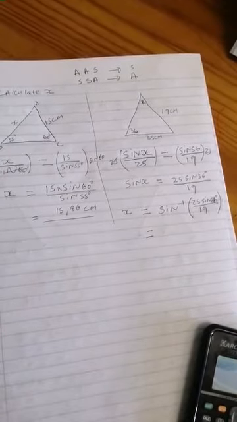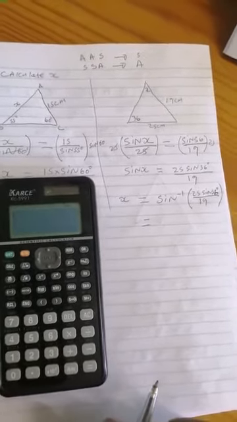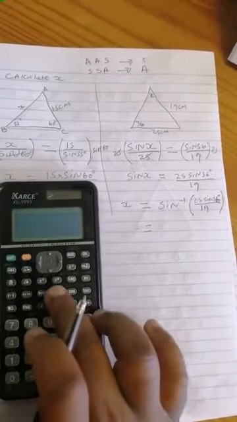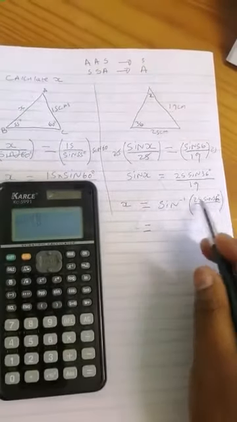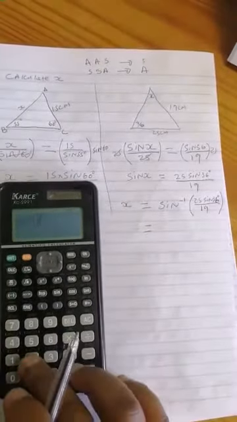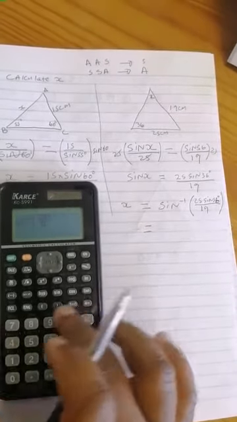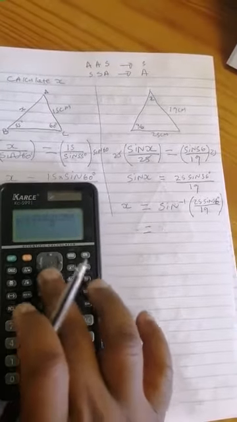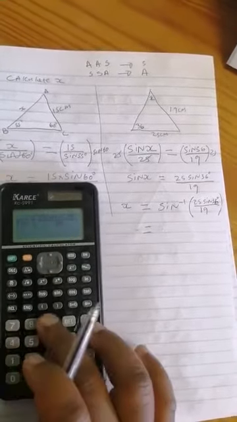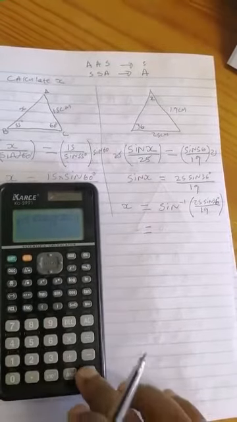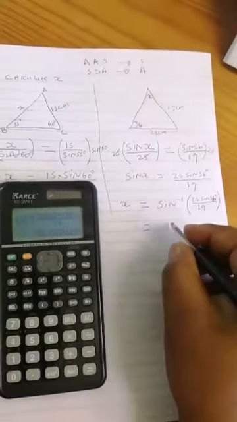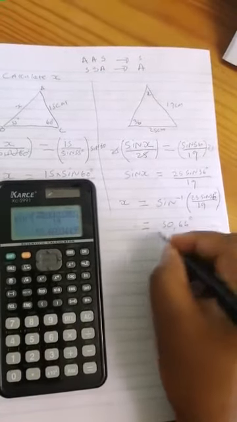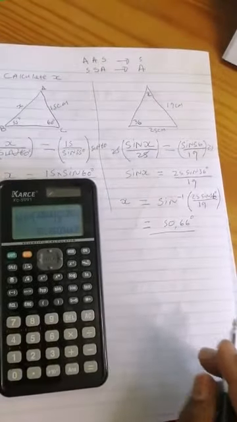So let's see how it's done. I go to my calculator. Here it is. I put second function sine, and I want to put everything as it is there. So it is 25 times sine of 36, I close the bracket, all over 19, and then close the bigger bracket. And this is an angle, so this will be 50,66 degrees. That is an angle there. Okay.